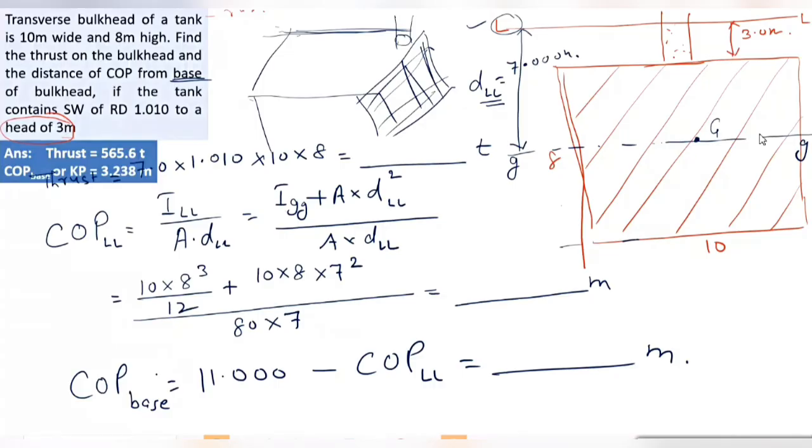So what did we do? We drew a parallel axis through G and we called it small gg, correct? Now what is the perpendicular distance between LL and GG? It's same as DLL, yes or no? So this is basically by the theorem of parallel axis, right? Understood, sir. Thanks a lot, sir. Any more questions, guys?